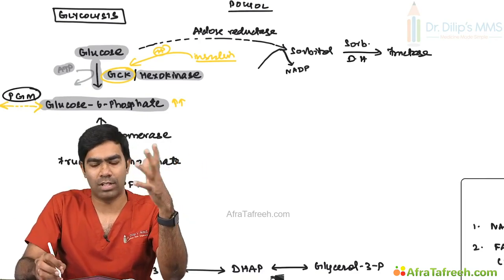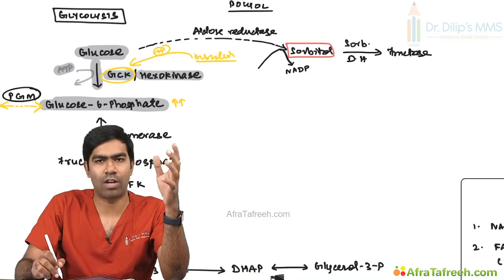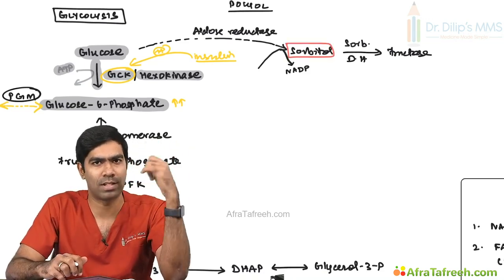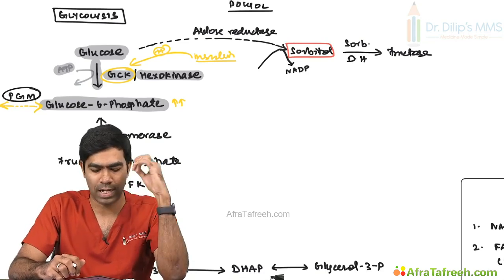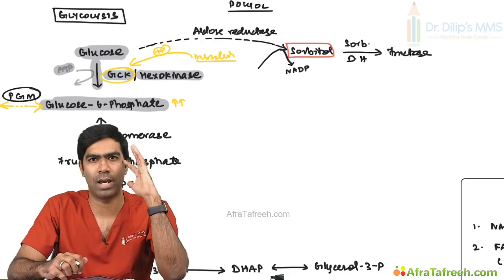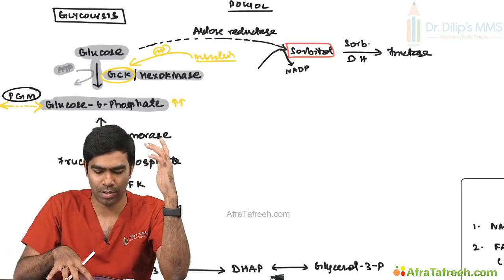And remember, sorbitol is the one that is implicated in a lot of microvascular complications in diabetes, which we'll be discussing subsequently, the polyol pathway. And this happens in the setting of hyperglycemia due to diabetes. So these are pathological pathways we're talking about.